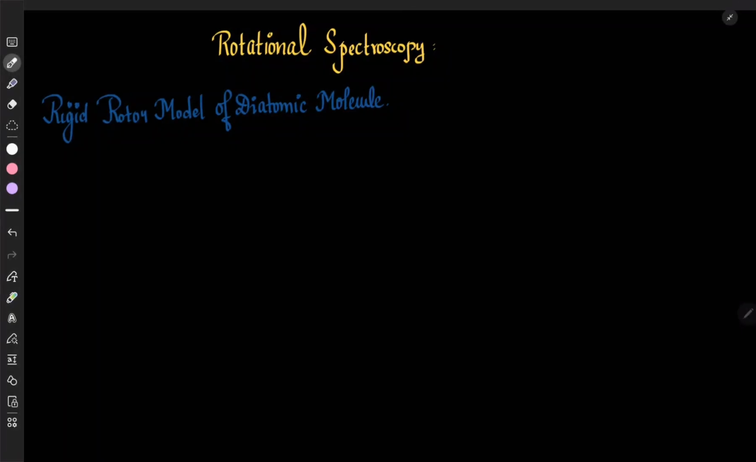So in today's video, we'll be discussing rotational spectroscopy. There are two types: the rigid rotor model of a diatomic molecule, as well as the non-rigid rotor. But in this video, we'll be discussing only the rigid rotor model. Fine. So consider a diatomic molecule.